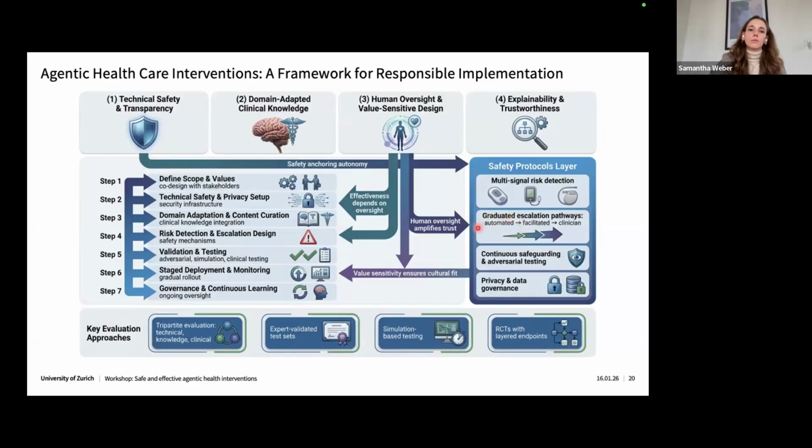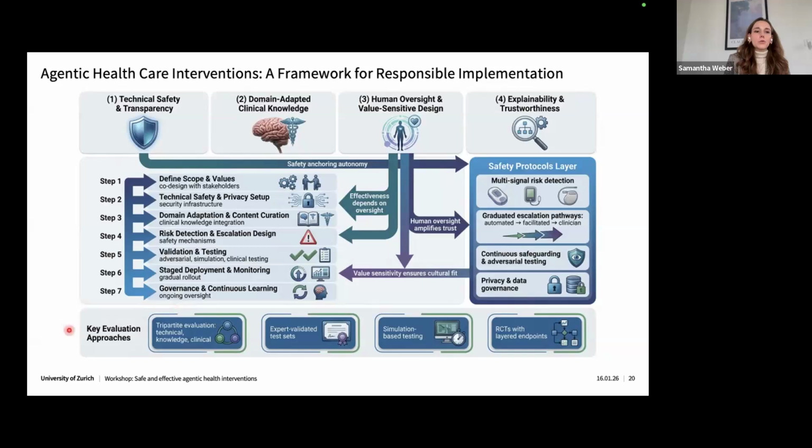We can implement a first layer that is automated, but this should not be the final layer. So we should have different escalation pathways. And here also the most important one: if it's really critical, always refer to clinicians. And of course, privacy and data governance, but this is mostly predefined, so you just have to adhere to that.